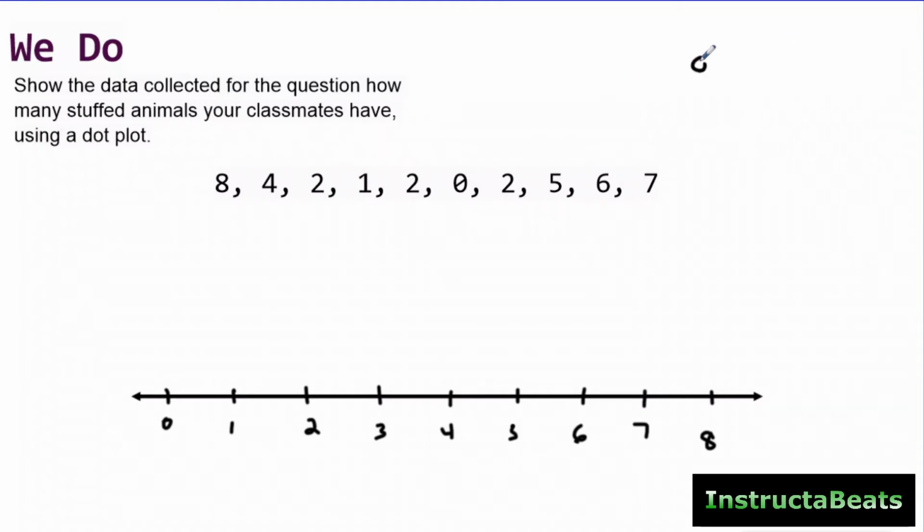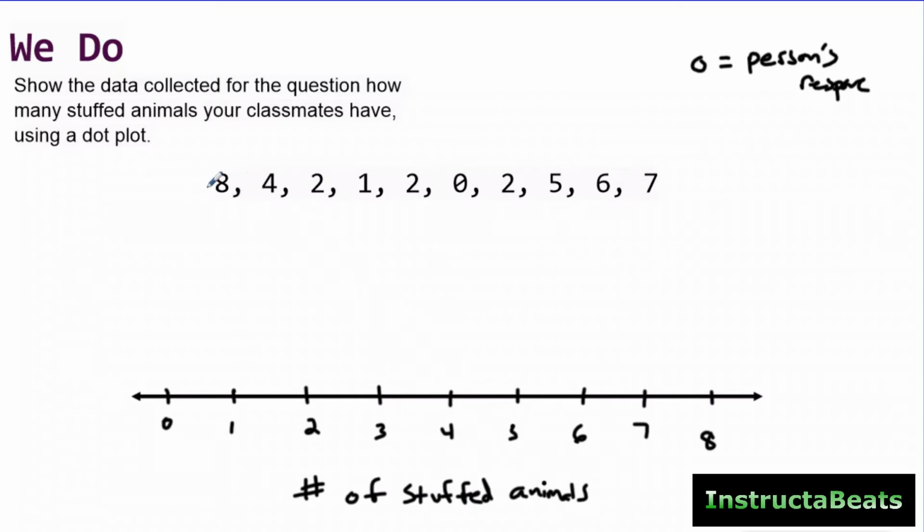So in this dot plot, a dot is going to represent a person, or a person's response to the question. And the numbers down here represent the numbers of stuffed animals. So now if someone responded 8, we're going to put a dot above the 8. Someone responded 4, we're going to put a dot above the 4. Someone responded 2, we're going to put one here, then a 1, we have another 2, we had someone say 0, we had someone say another 2, someone was able to say 5, and then we had 6 and 7. So this is what our dot plot would look like for this question.